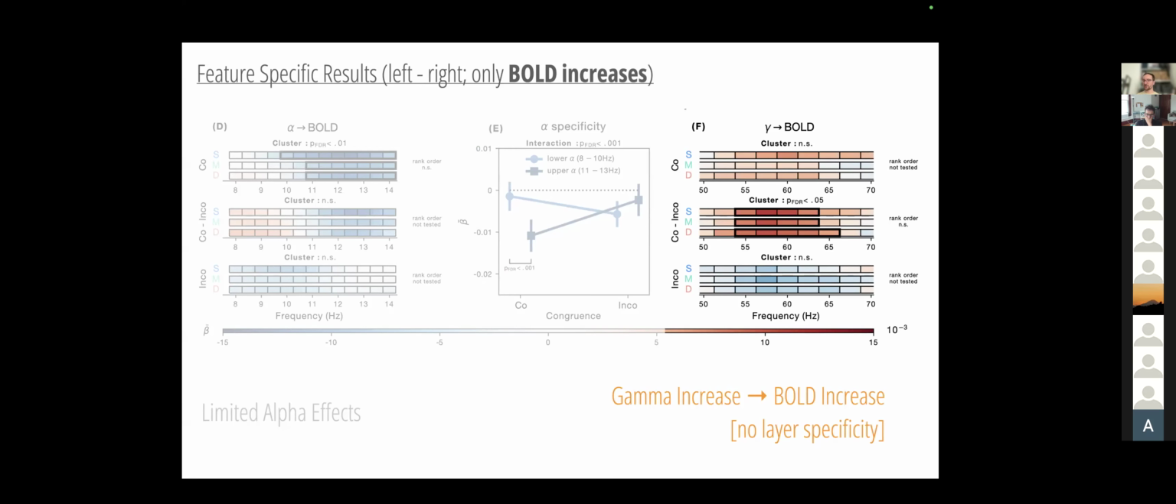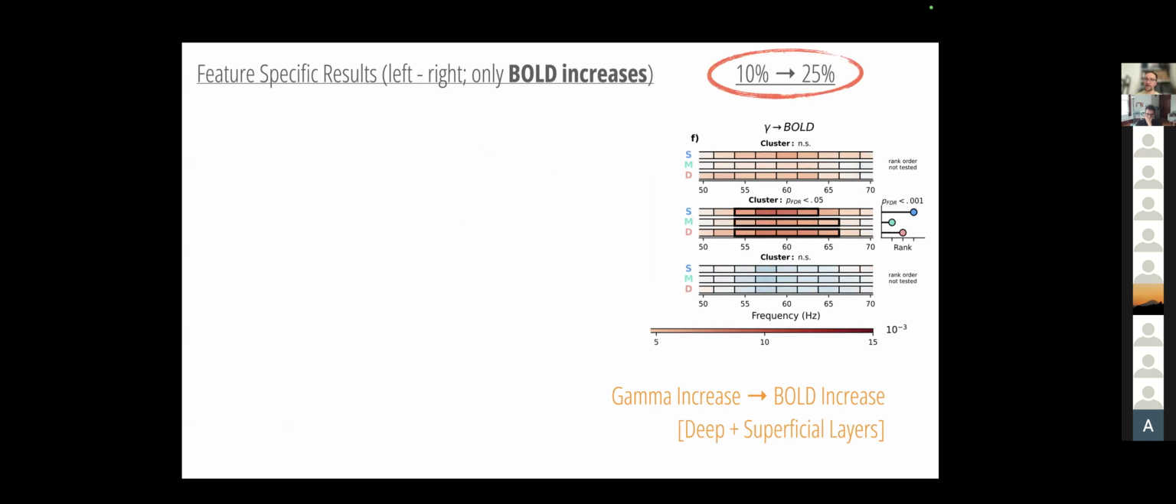But when you change the threshold for voxel selection a little bit, in this case, we use the 10% most activated voxels for our GLM. And if you lower the threshold a little bit to the 25% most activated voxels, then you actually see a layer specific effect for gamma, probably because signal to noise ratio increased a little bit, and we see superficial and deep layer effects as we would probably have expected, also based on the monkey data there, which is super cool.